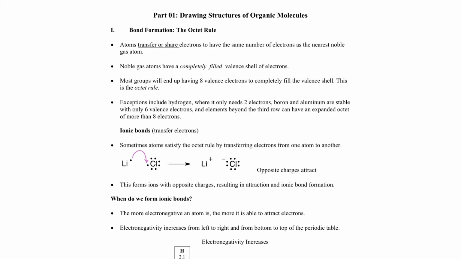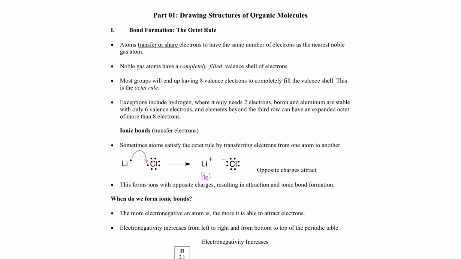So what ultimately happens is that you have 2 ions. Lithium has the same number of electrons as helium, which is a noble gas. So the lithium ion is stable, and the chloride ion is also stable. And because one is positively charged and one is negatively charged, these two are going to attract one another, ultimately resulting in ionic bond formation.